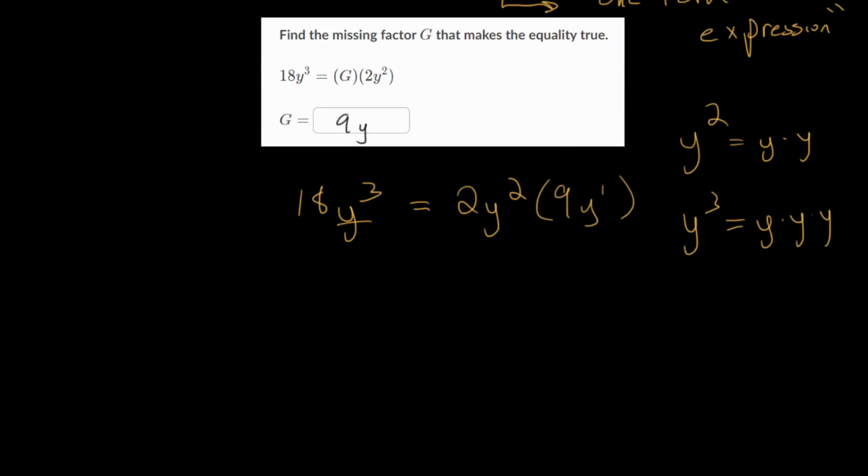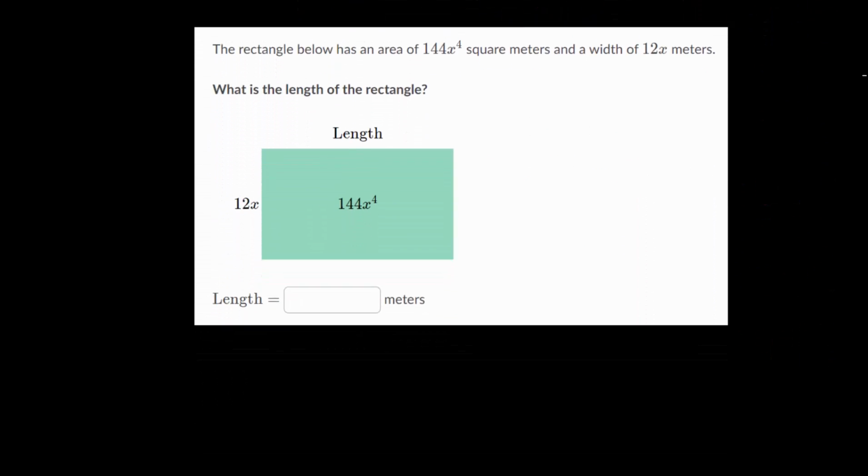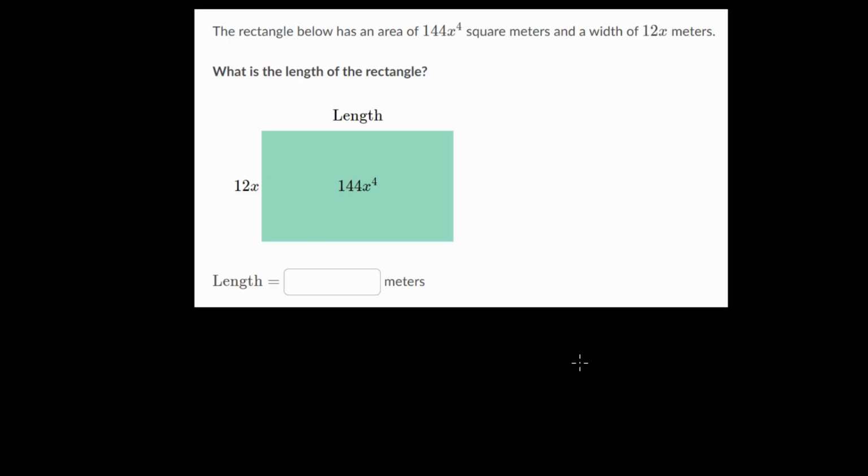And let's look at another example problem, just so that we can get the main strategy for how to factor these monomials. And this is going to be using an area model. So it gives us a more physical interpretation of what we're trying to do here. Now, the rectangle below has an area of 144 times x to the fourth square meters and a width of 12x meters. So we need to determine what the length of this rectangle is. Since remember, the area of a rectangle is just the length of the rectangle multiplied by the width.